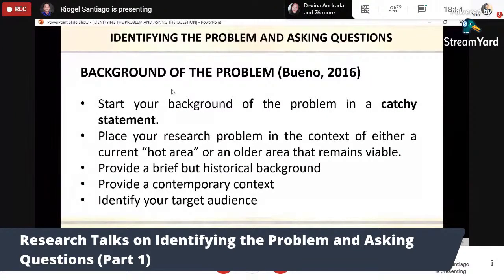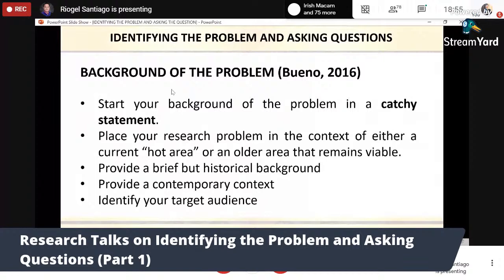Place your research problem in a context of either a current hot area. So what does hot area means, no? Ang sinasabi natin dito, kasi baka yung ginagawa mong paper is something na napapanahon. Especially, ang dami po natin ngayon ng mga lumalabas na mga studies, research paper na laging kaugnay sa pandemic. Di ba? And pandemic is something, a hot area. Kasi yan yung talagang not a current but a global issue na nangyayari sa ngayon.